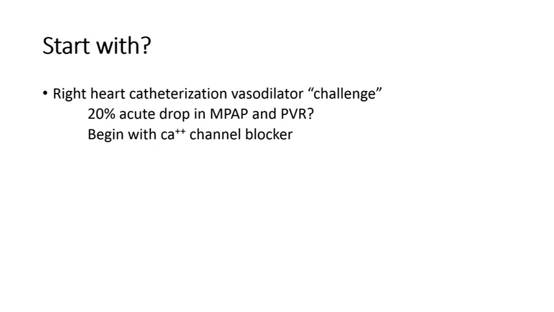Before starting vasodilator therapy, patients should be tested for vasoreactivity, called a vasodilator challenge test, with more than 20% acute drop in mean pulmonary artery pressure and pulmonary vascular resistance. If the patient has more than 20% drop, we should begin with a calcium channel blocker and titrate. And if the maximum tolerated calcium channel blocker dose is not achieving the needed drop in pulmonary artery pressure, we should shift to another class like endothelin antagonists, phosphodiesterase 5 inhibitors, or prostanoids.